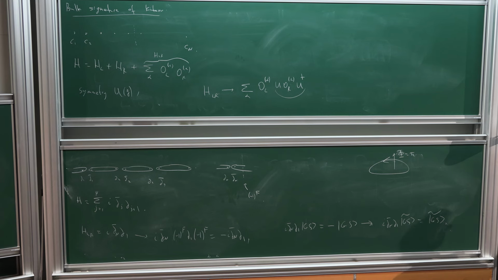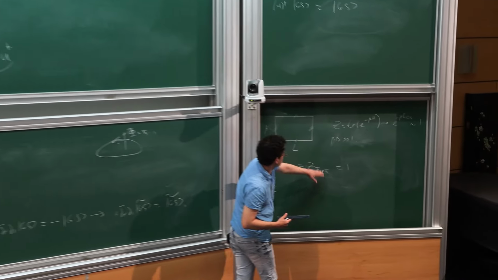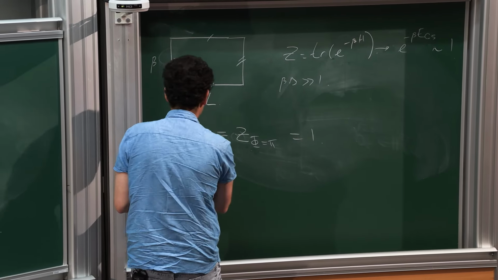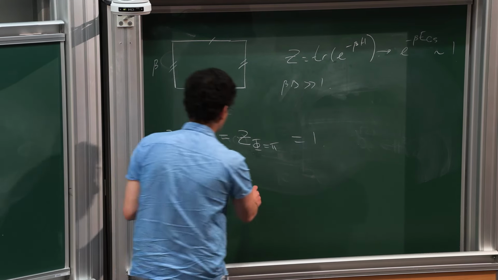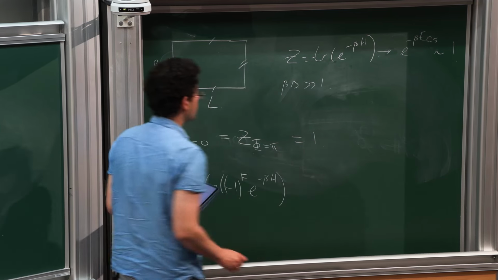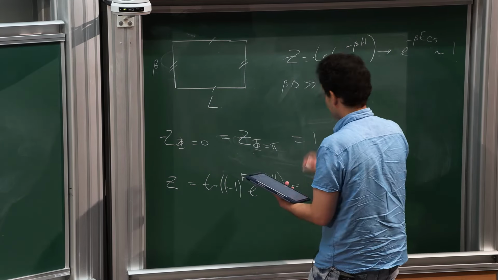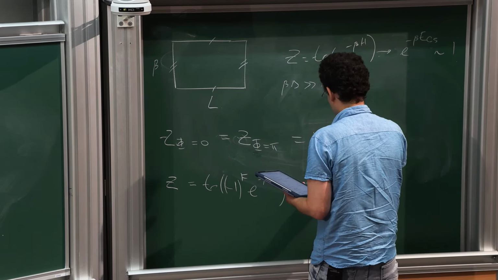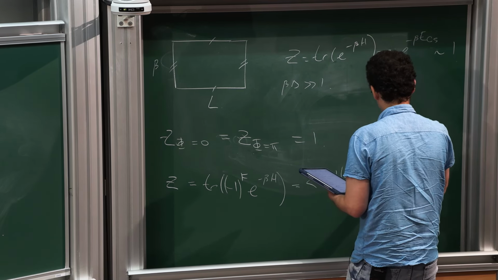Okay, so here I twisted my boundary conditions along the spatial cycle when I looked at the partition function with flux pi. I can also twist them along the temporal cycle, and that amounts to putting in -1 to the F into this trace. And this just picks up the fermion parity of the ground state, right? In this same limit, beta to infinity. So this picks up the fermion parity of the ground state times the ground state energy.